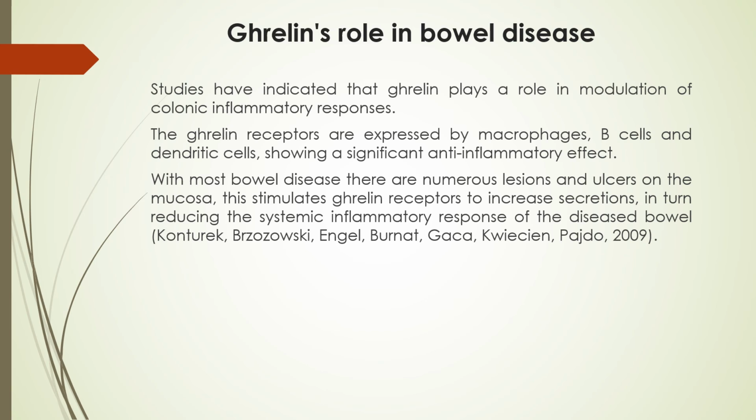Studies have indicated that ghrelin plays a role in modulation of colonic inflammatory responses. The ghrelin receptors are expressed by macrophages, B cells, and dendritic cells, showing a significant anti-inflammatory effect. With most bowel diseases, there are numerous lesions and ulcers on the mucosa. This stimulates ghrelin receptors to increase secretions, in turn reducing the systemic inflammatory response of the diseased bowel.